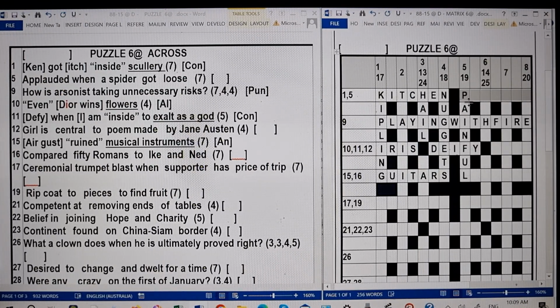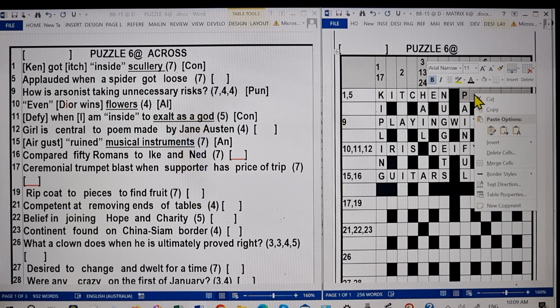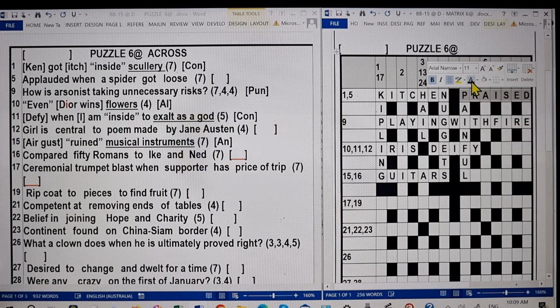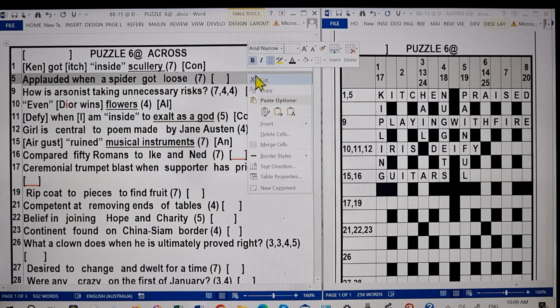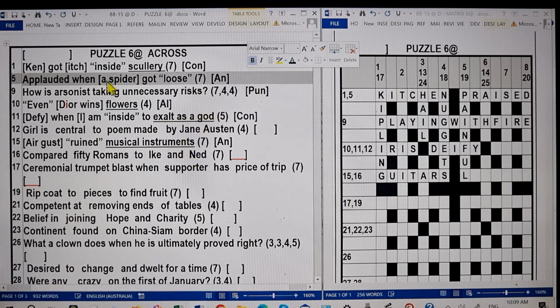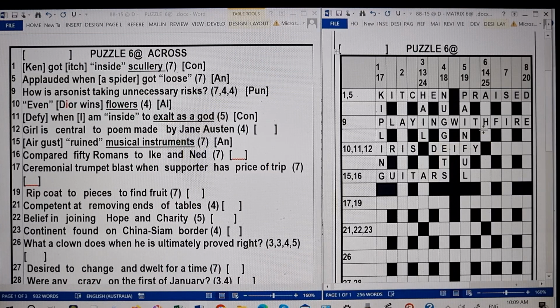Okay. The answer is praised. How did we get praised? Well, applauded is your key. So that's your praised. And let's see the rest of it. When the spider got loose, loose is the anagram flag for spider. If you anagram spider, you get praised. And that's it. I hope you got it.